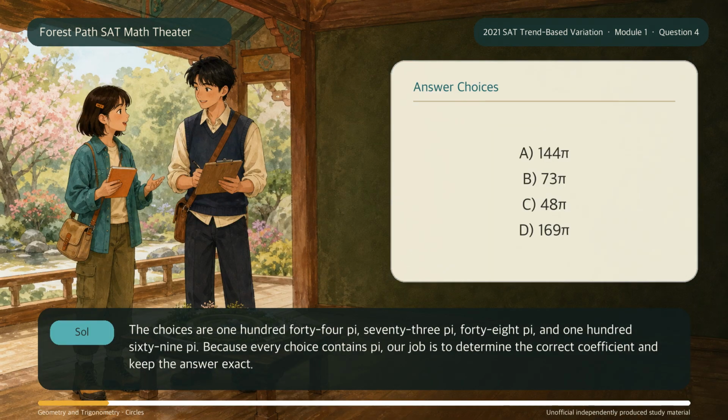The choices are 144 pi, 73 pi, 48 pi, and 169 pi. Because every choice contains pi, our job is to determine the correct coefficient and keep the answer exact.